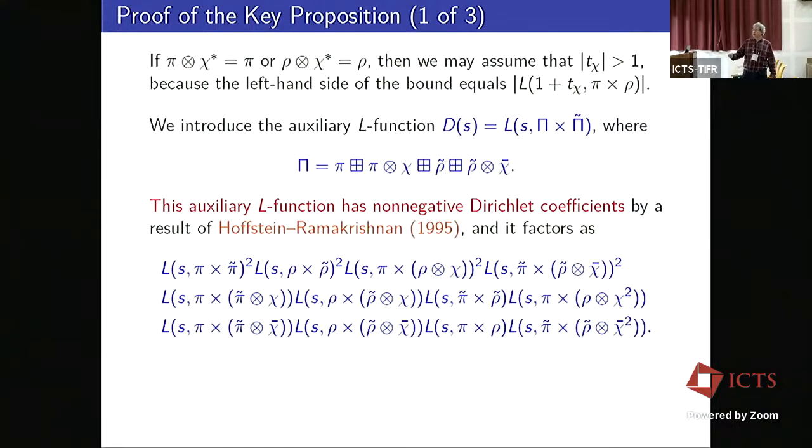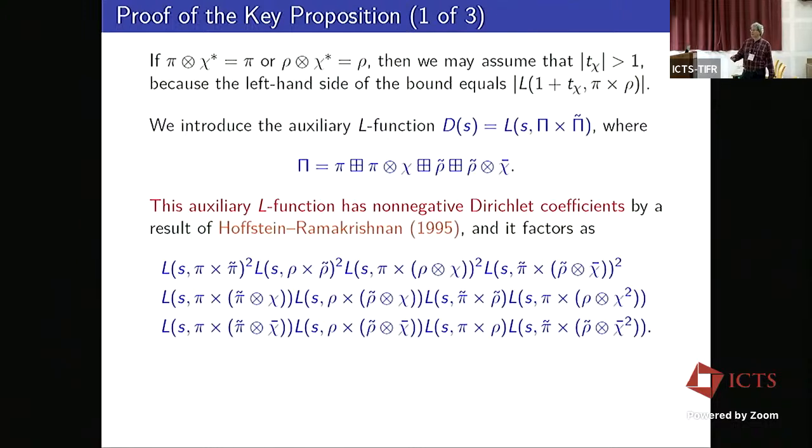So now we introduce our auxiliary L function. We have the initial data, pi and rho, and we are interested in the twisted Rankin-Selberg L function. So we form this isobaric sum, pi plus pi twisted by chi, then the dual of rho, and the chi bar twisted version of the dual of rho. And then from that, we form a self-dual Rankin-Selberg L function. This auxiliary L function, being of the shape L(s, capital Pi cross capital Pi tilde), has non-negative Dirichlet coefficients by a general result of Hoffstein-Ramakrishnan. So self-dual L functions have non-negative Dirichlet coefficients.